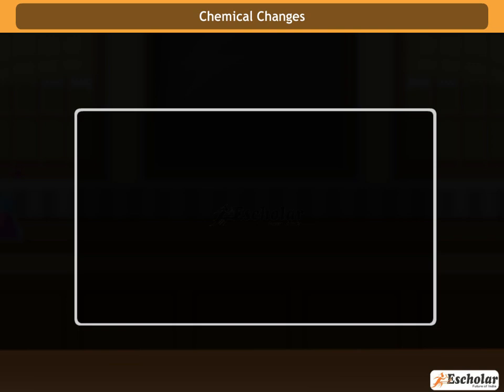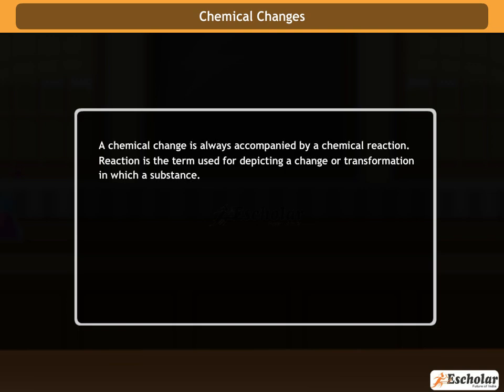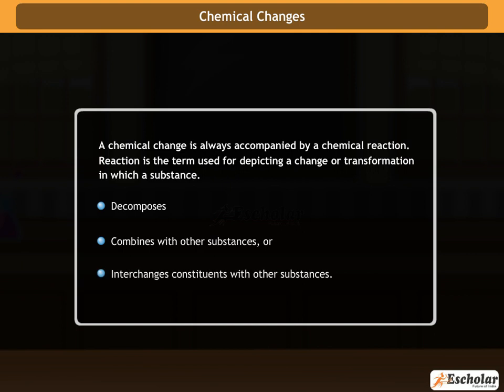Chemical changes. A chemical change is always accompanied by a chemical reaction. Reaction is the term used for depicting a change or transformation in which a substance decomposes, combines with other substances, or interchanges constituents with other substances. Let us perform an activity to understand a chemical change.